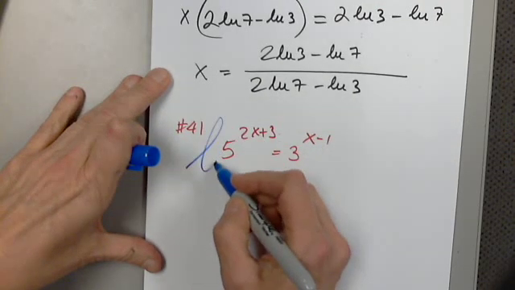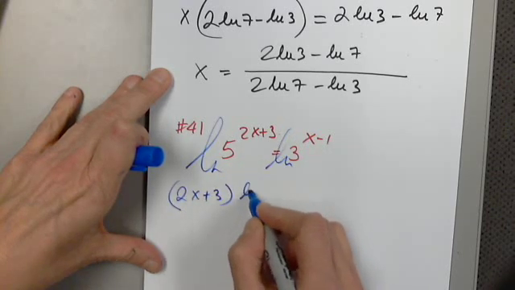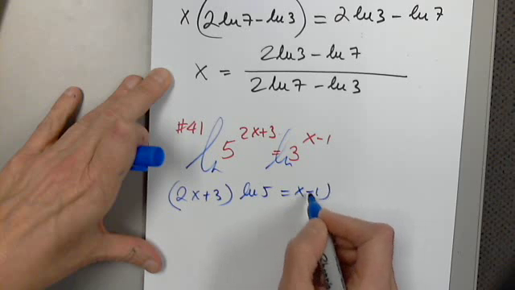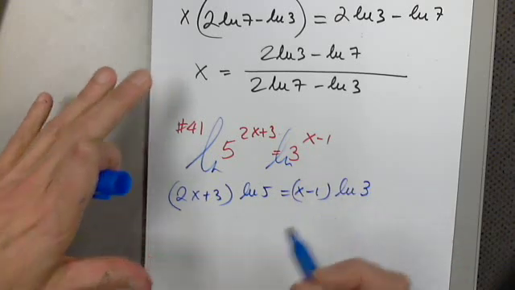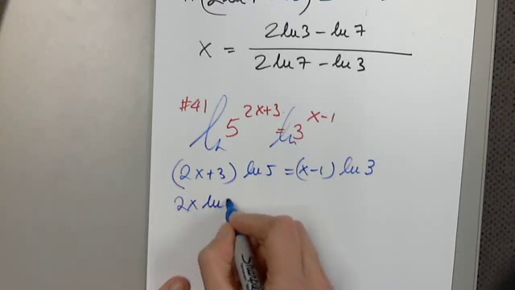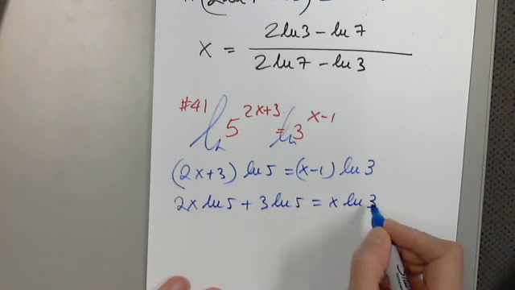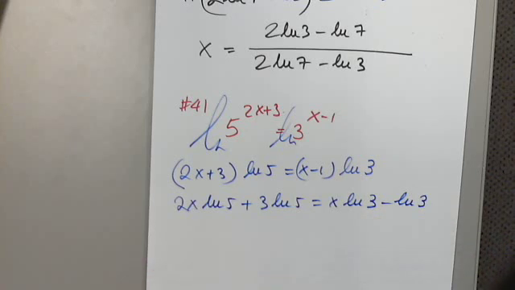Very good. We apply natural log to both sides. 2x plus 3 in parentheses, natural log 5 equals x minus 1 in parentheses, natural log 3. Awesome. Next step. Very good. 2x natural log 5 plus 3 natural log 5 equals x natural log 3 minus natural log 3. Awesome.